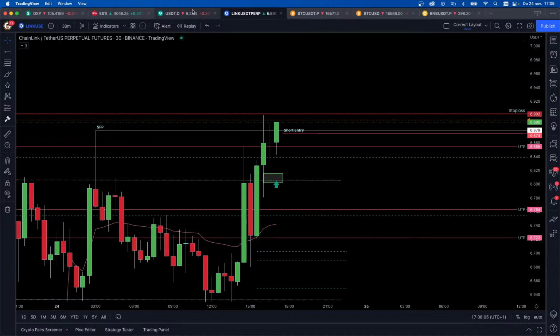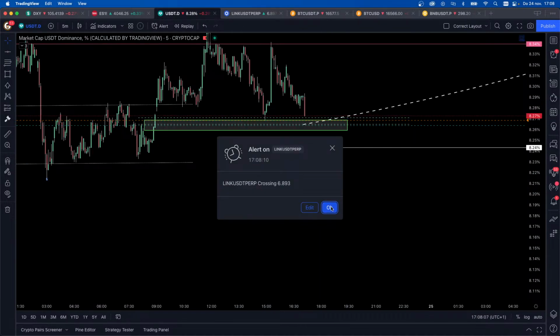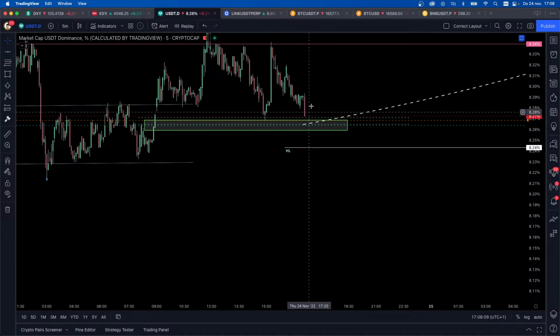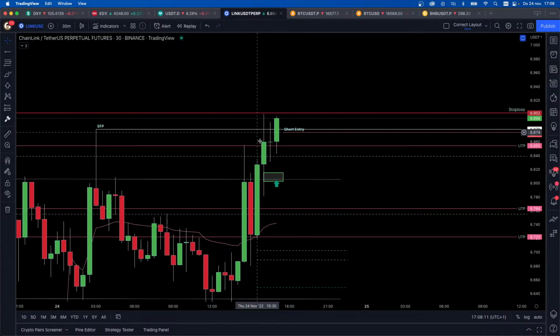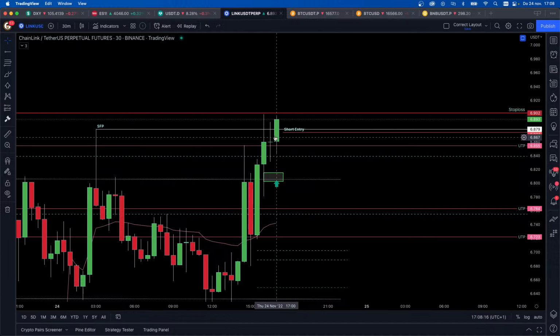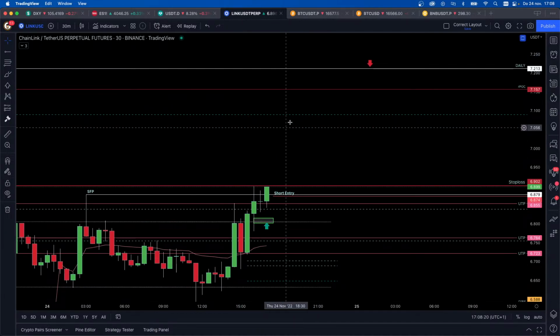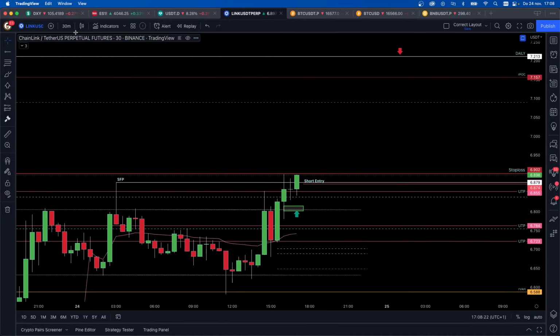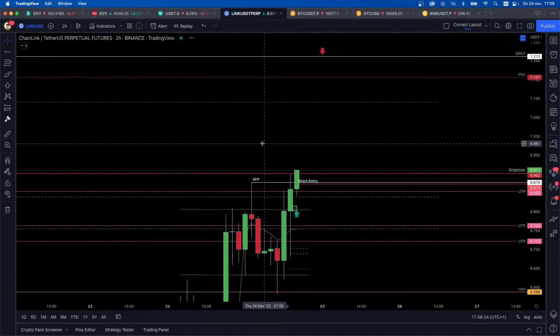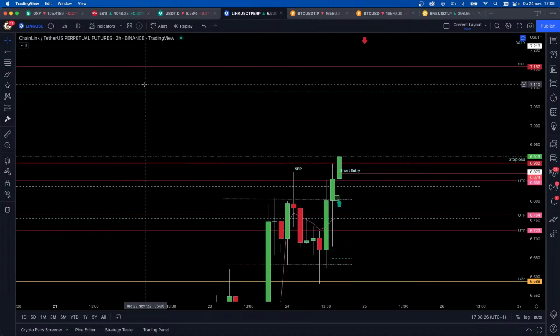Basically, if you're not on the same page with USDT, you've seen that it blasted down and then Link shot up much higher. So now it's not really an SFP anymore. It has to stay below this SFP high. So I'm actually targeting daily and NPOC. This stop will definitely be hit. Yeah, there we go. Stop hit.